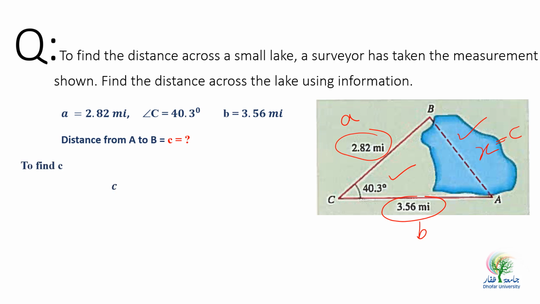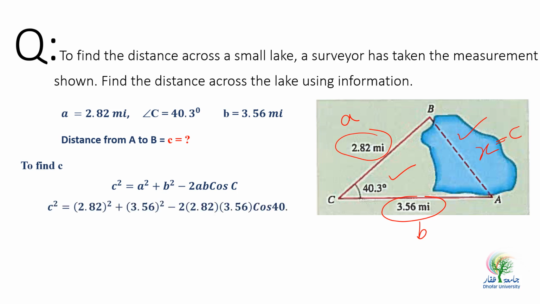To find C, we will start with C square. So write the formula. C square is A square plus B square minus 2AB cosine C. Put the values, use calculator and find the answer. So it will come 5.31, take square root, 2.3 mile. So the distance across the small lake is 2.3 mile.